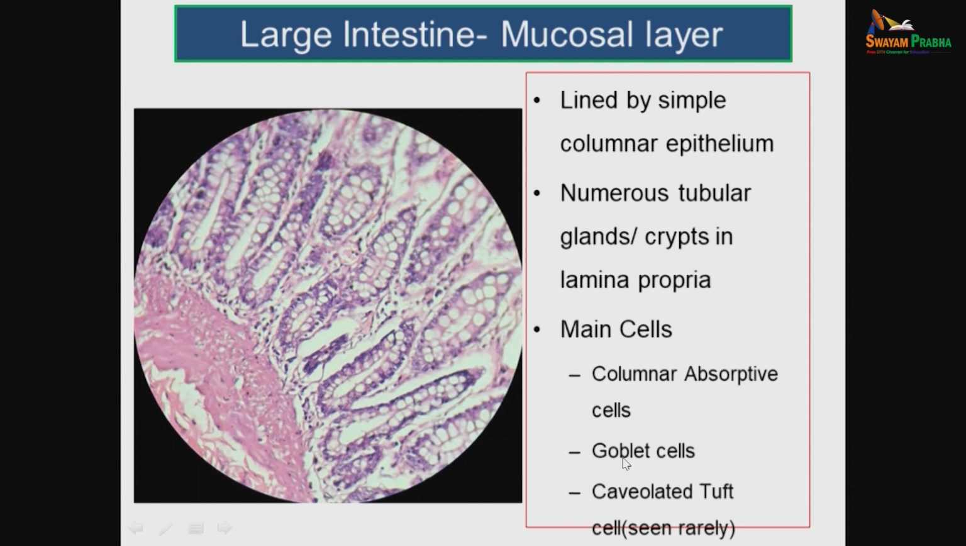There is an additional third type of cell which is present, that is the caveolated tuft cell. Okay, they are seen very rarely. Now what are these cells? We will just see in detail.